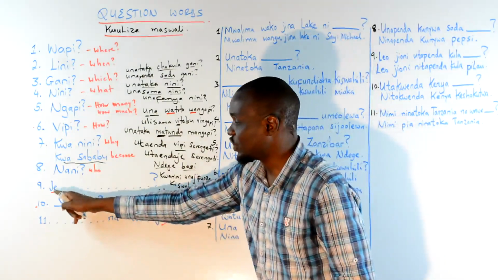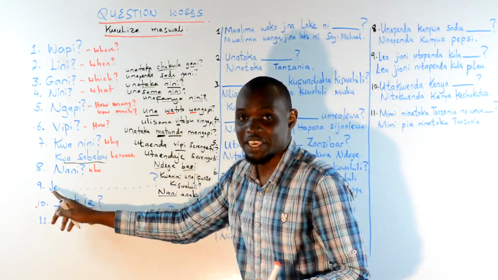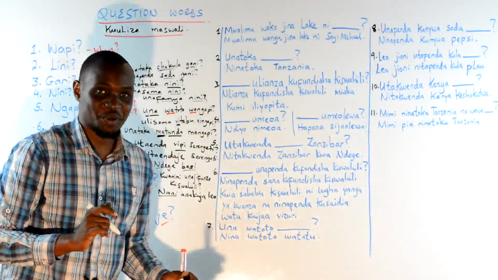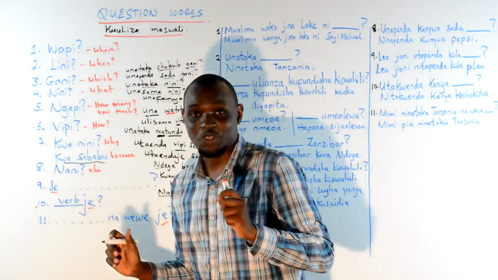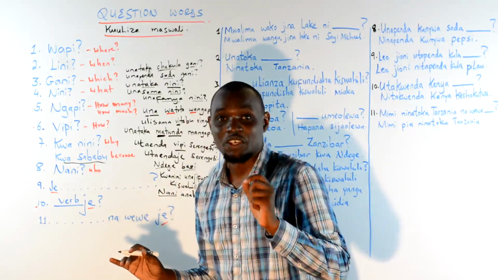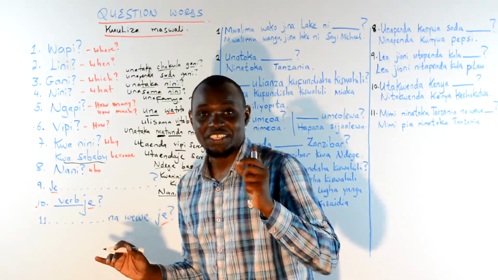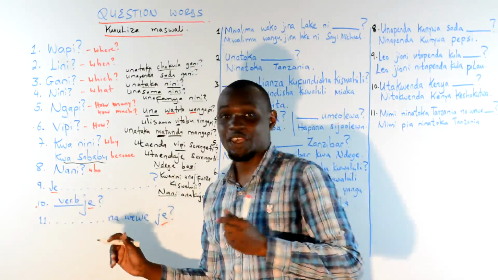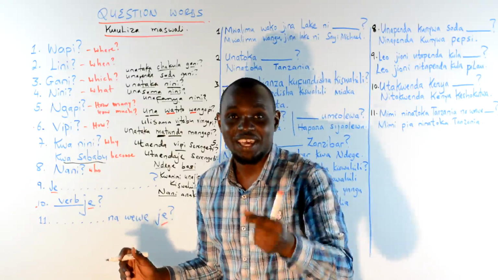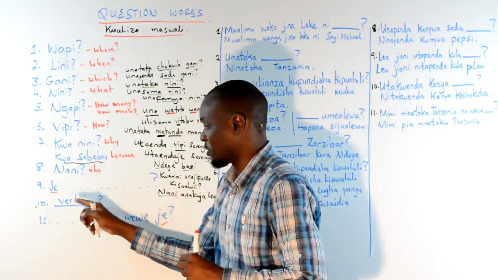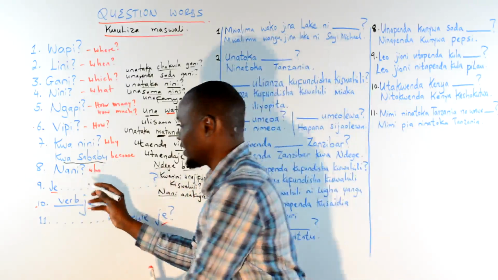Always we say je as yes or no question, and we put this je in the beginning of your sentence. So if I want to ask the question, do you learn Swahili? The answer will be yes or no. So let's say that in Swahili. Do you learn Swahili? Je, or are you learning Swahili? So I'll start with je. Je, unajifunza Kiswahili?